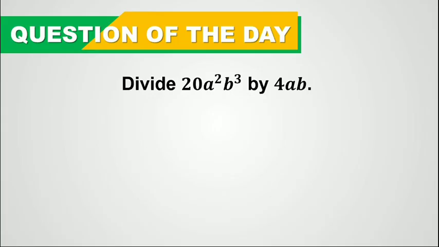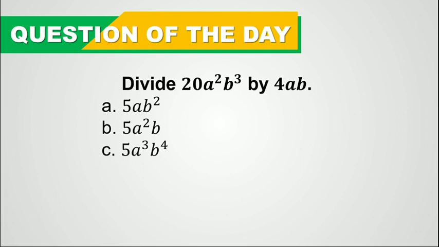What is the quotient if we're going to divide 20a²b³ by 4ab? Is it letter A, 5ab², or letter B, 5a²b, or letter C, 5a³ to the fourth power, or letter D, 5a to the fourth power b³?